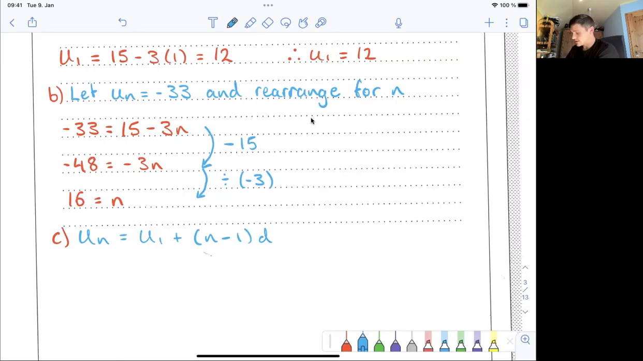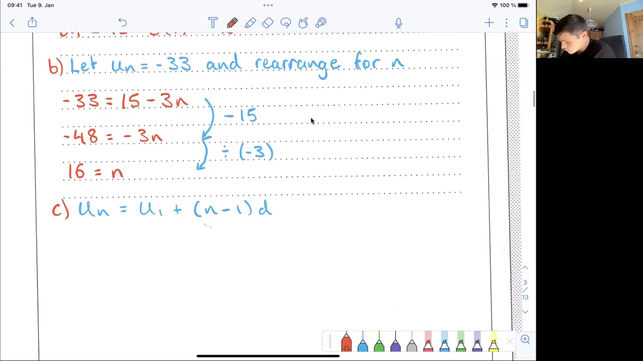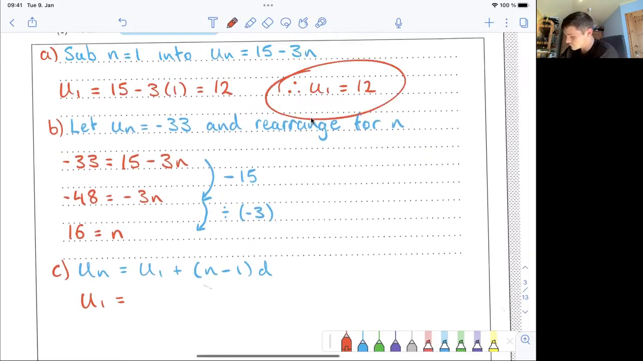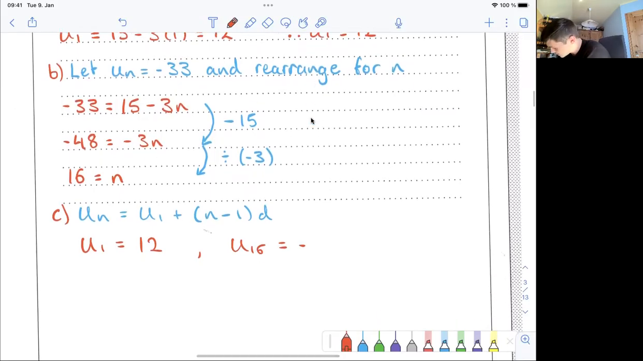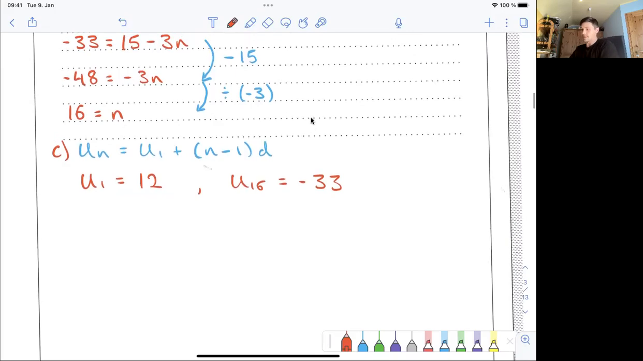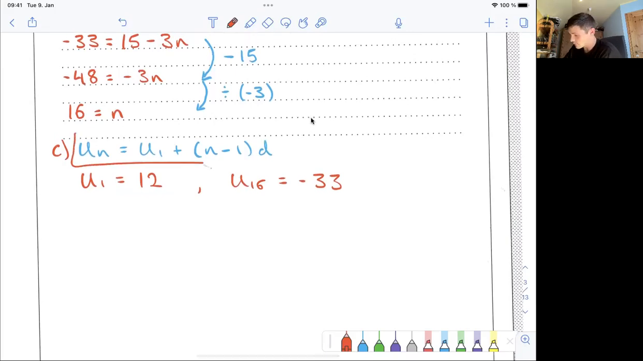We don't know d, but there are a few things that we do know. We know that u1 is equal to, as we found at the top, 12. Equally, we know that u16 is equal to negative 33. So I could plug n is equal to 16 into this formula and unravel it to find d. I hope you don't mind the term unravel; rearrange perhaps would be more familiar. So let's go and do that. Substitute n is equal to 16.